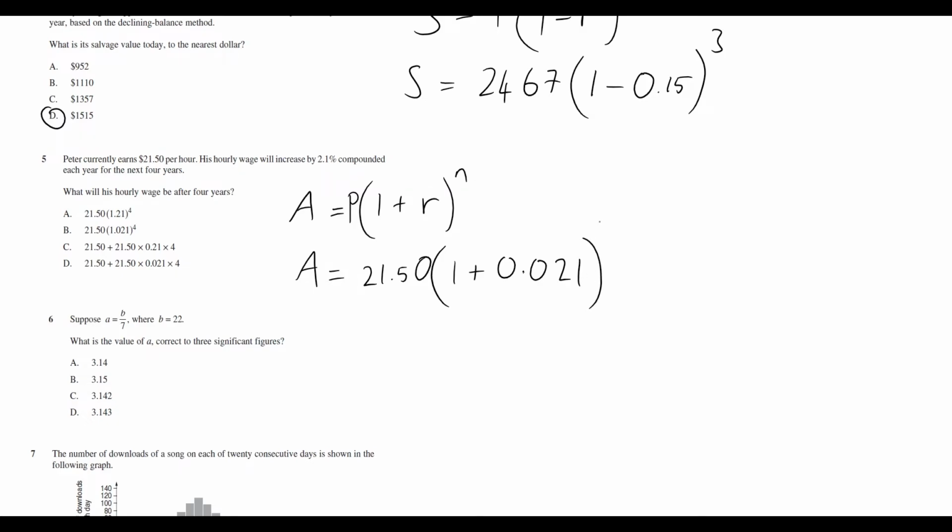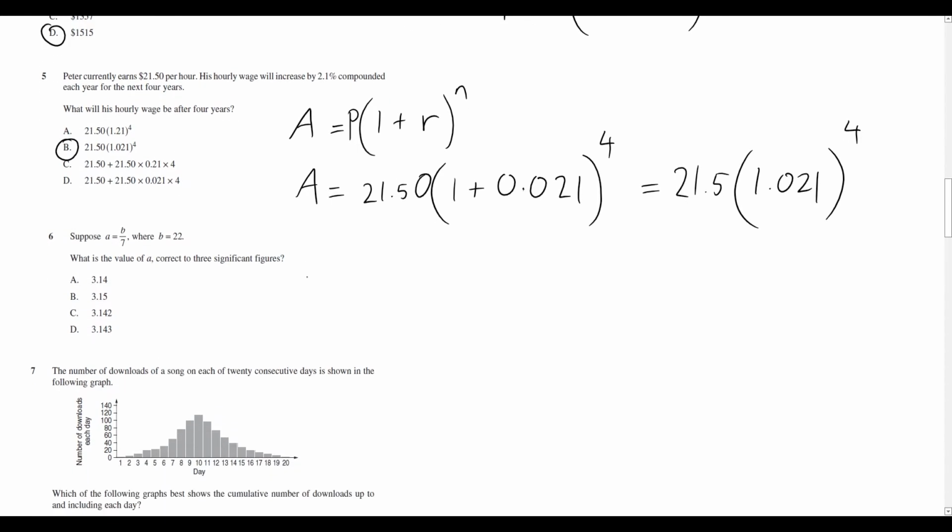And then that is all to the power of 4. Okay, so to write this out very simply, we can just put it as 21.5 times 1.021 to the power of 4. And then we have a quick look at our answers, and we see that that one's going to be B. Okay, going to question 6 now.